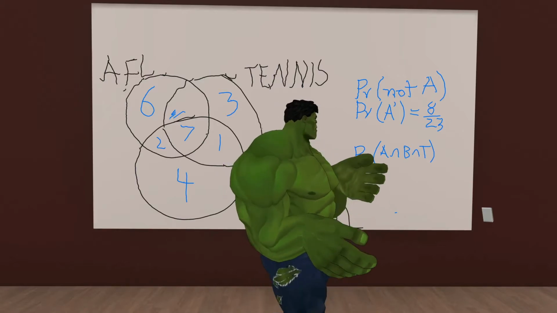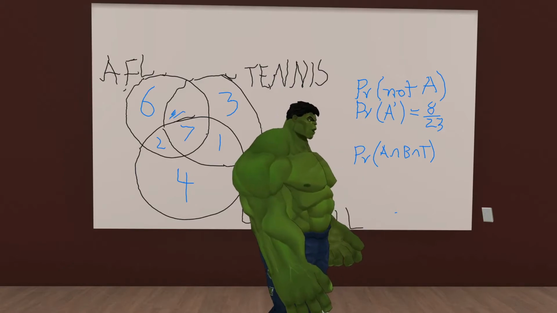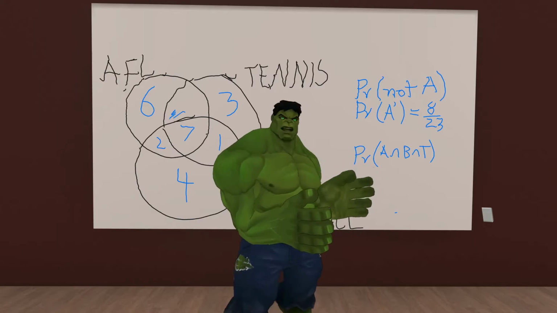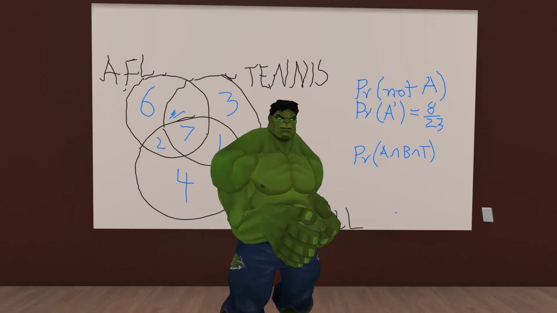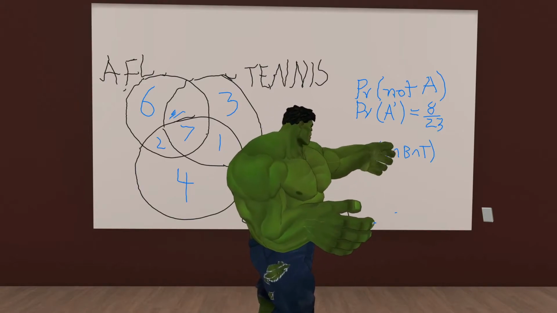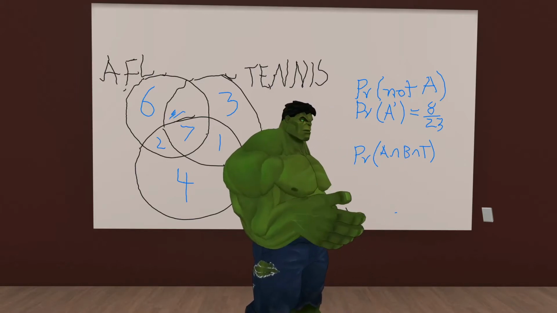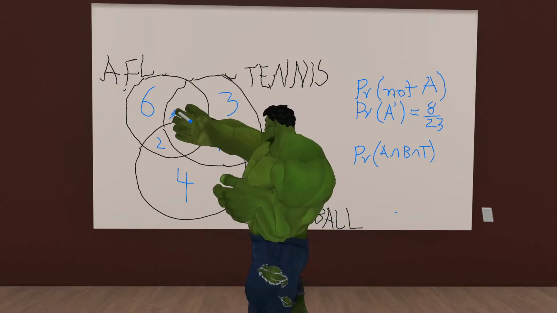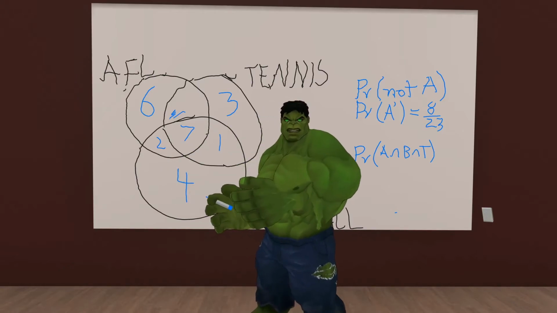Okay. So next we have the probability of A and B and T. What we're looking for is something that's in circle A and circle B and circle T. Let's have a quick look at our Venn diagram. So we want something that is in this circle and this circle and this circle.